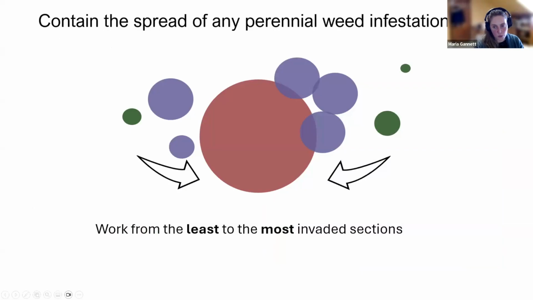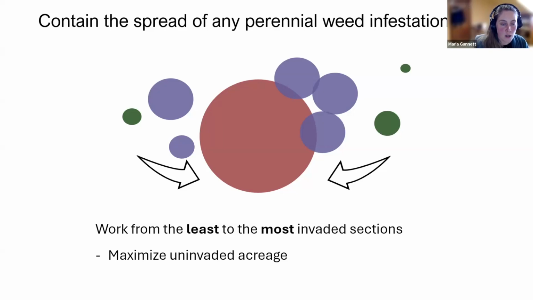Okay. So say you missed the seedling stage, and now you've got a bit of an infestation of rhizomatous perennial weed. What do you do? I give people the advice that you need to work from the least invaded section towards the most invaded section. And there are two reasons for this. First of all, you're going to maximize your uninvaded acreage.